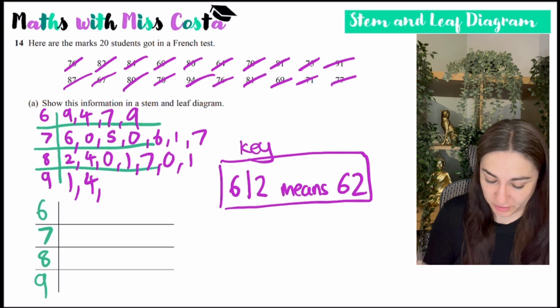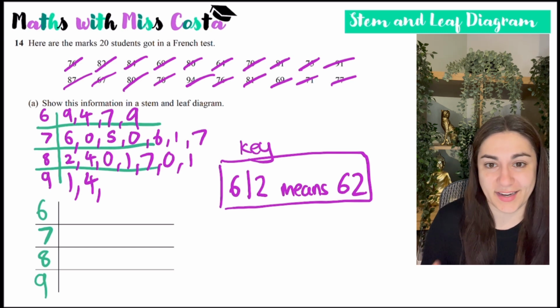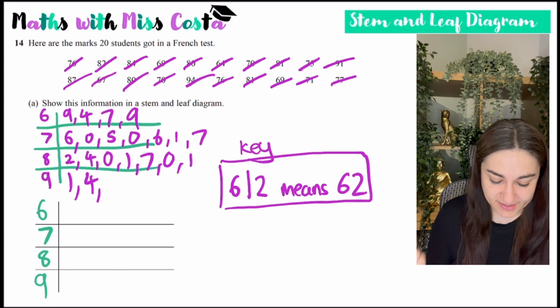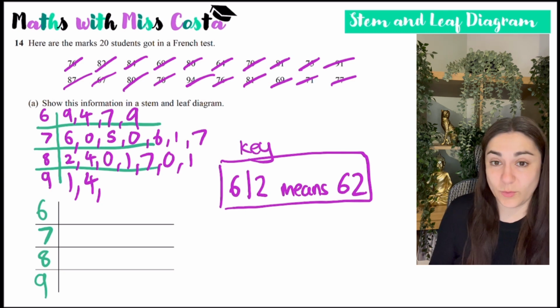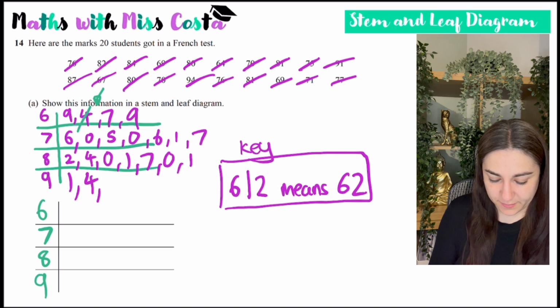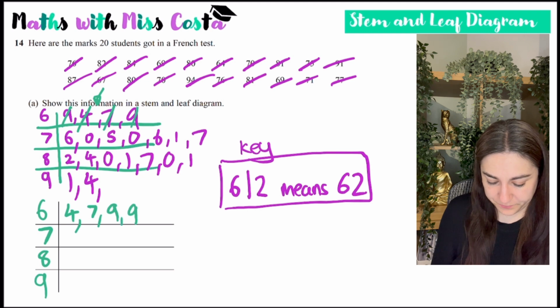The amount of people that lose marks just because they didn't do the working and they missed out 1 or 2 by accident is quite high. So don't be one of those people. So then to order it, I look over here and I look for the lowest number, 4. So I'll write that and cross it out. Then 7, then 9 and 9.